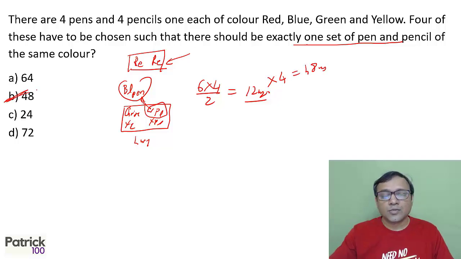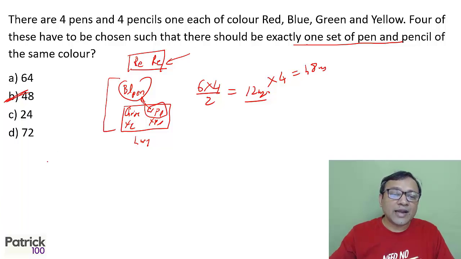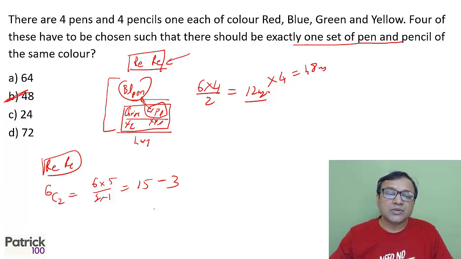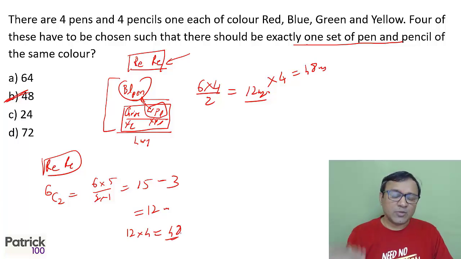That's the answer. You can also find this combination by finding out if I take red, let's say red and red. So picking up 2 colors from the remaining 6 colors is 6C2, which is 6 into 5 upon 2 into 1, 15 ways. From that, I can't take blue pair, I can't take green pair, I can't take yellow pair. So minus 3 ways. So you get 12 ways. 12 ways for red. So for each of the 4 colors, there will be 12 ways. So 12 into 4, 48. So whichever way you're comfortable, you can think it that way and get the answer as 48.